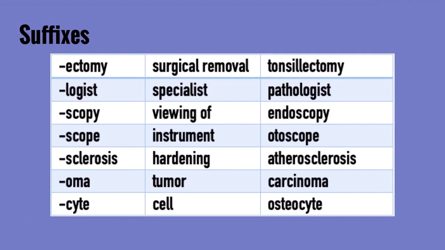Oma is a tumor, so carcinoma. Cyte is a cell, so osteocyte. Again, we combined these earlier, so osteo meaning bone, cyte meaning cell.